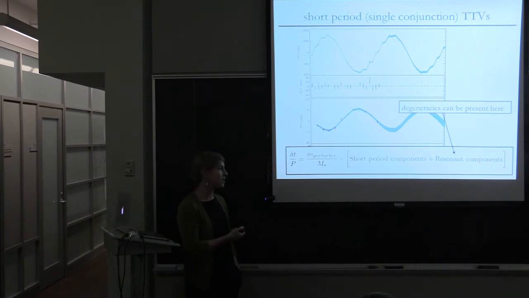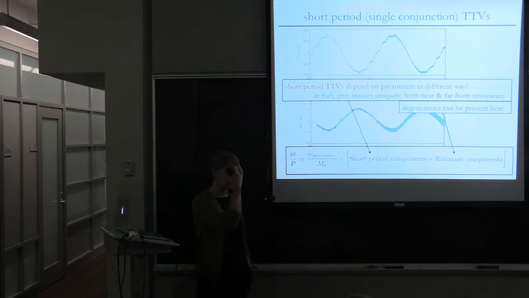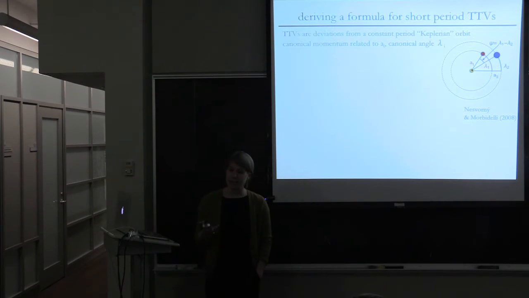So the point though is that although there's this degeneracy between mass and eccentricity in this resonant component, the short period components, as I'll show you, depend on the orbital parameters in a different way. And so they can be used to break this degeneracy between mass and eccentricity. And in fact, they even give you the masses uniquely with no dependence on eccentricity.